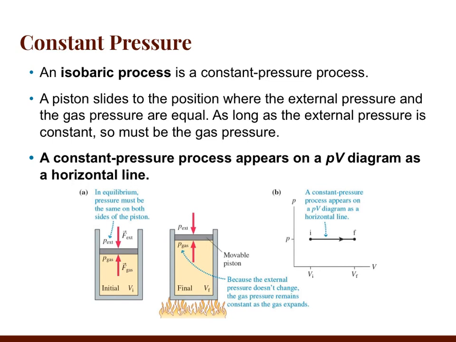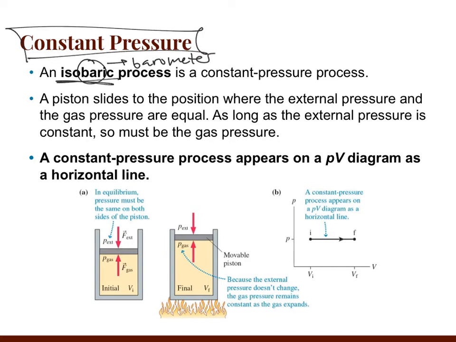All right, next up is a constant pressure process. So processes with constant pressure are called isobaric. You can remember this because bar is one of the possible units of pressure, but also a barometer is how you measure pressure. So isobaric keeps a constant pressure.